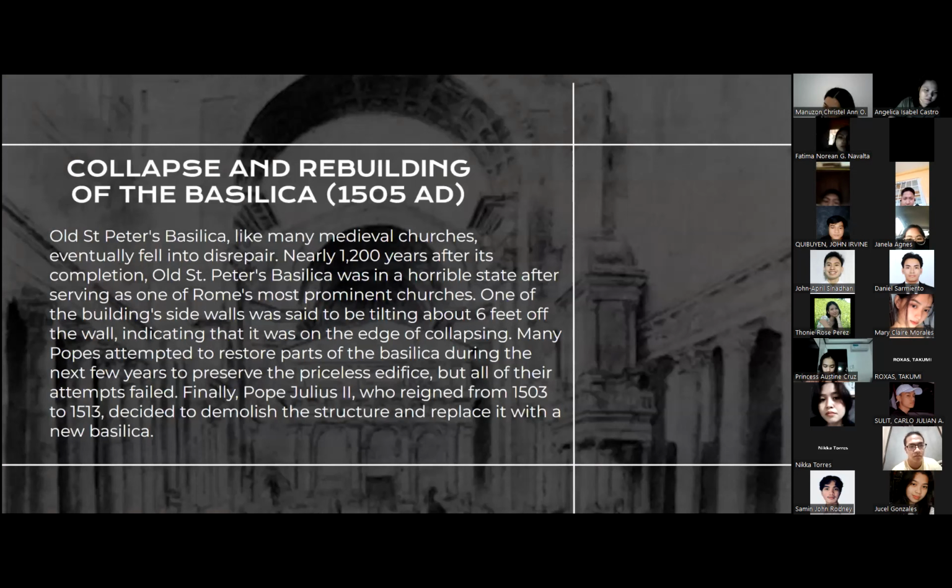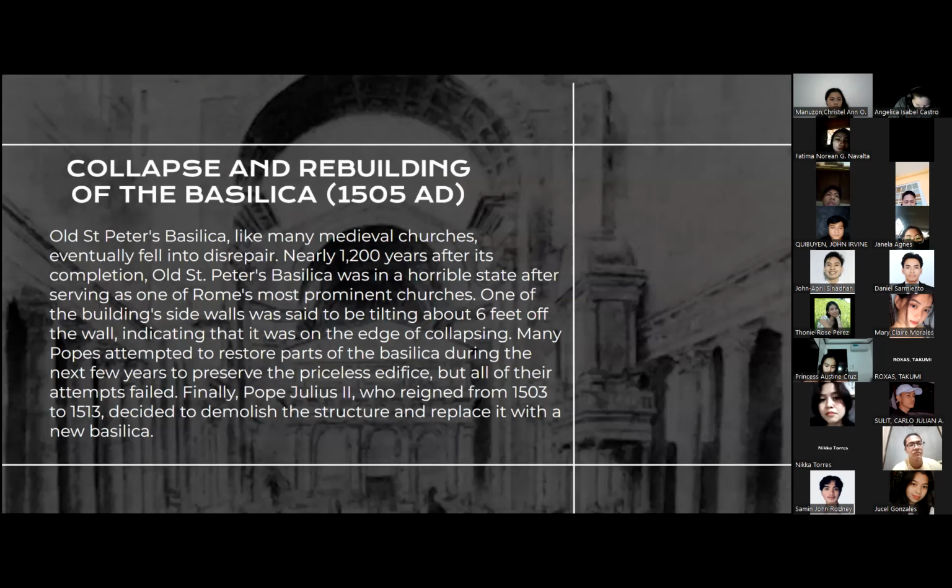So dahil nga nag-collapse yung old building, ngayon na-rebuild nila yung basilica in 1505 AD. Like many medieval churches, it eventually fell into despair. Nearly 1,200 years after its completion, the old basilica was in a horrible state after serving as one of the most prominent churches. One of the building's side walls was said to be tilting about 6 feet off the wall, indicating that it was on the edge of collapsing. Many popes attempted to restore parts of the basilica during the next few years to preserve the priceless edifice. But all their attempts failed.